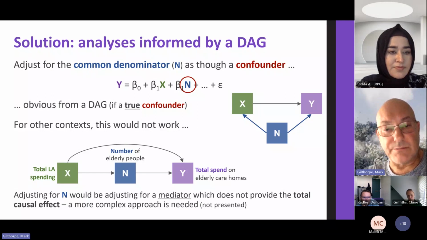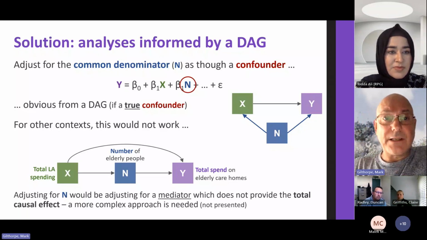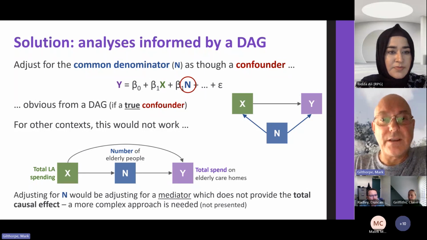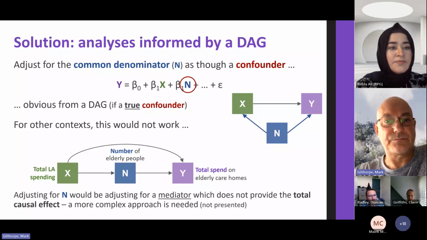So a more complex approach is needed here, which we don't go into today, but it's basically mediation analysis. And the point, however, remains that you should still examine what best solutions are informed by your DAG. And unpicking the problem as a confounder may help, rather than treating it as a ratio.